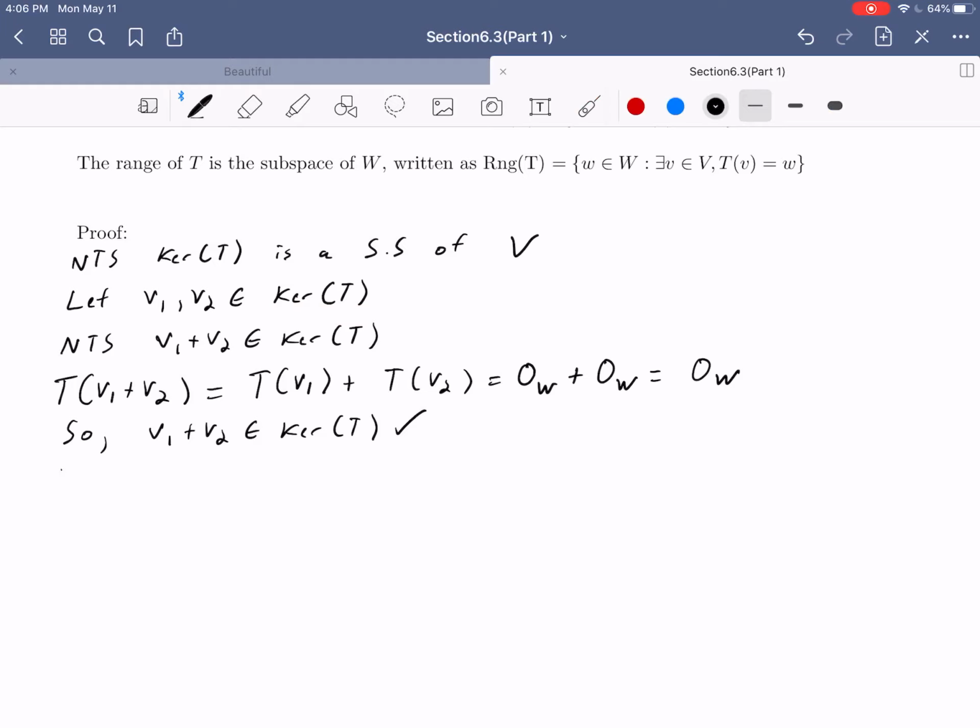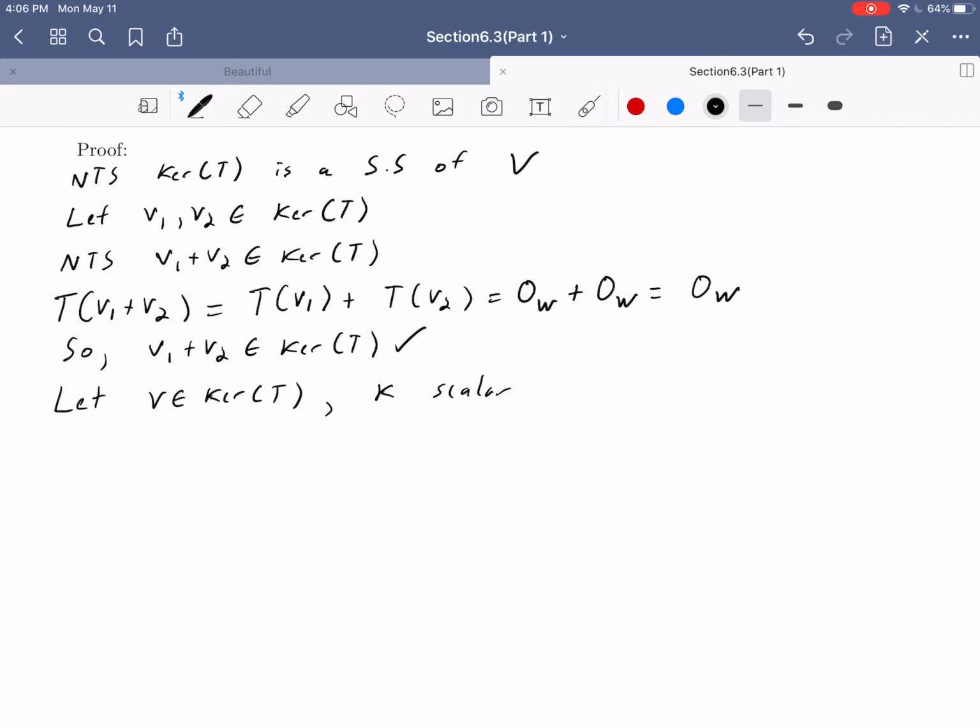Now we need to do the same for scalar multiplication. So let v be an element of the kernel of T, we don't really need v1 and v2, and k a scalar. What we need to show then is that kv is an element of the kernel of T. So let's go ahead and check that. We'll do the same thing. We'll apply the transformation to kv, and if we can show that the transformation of kv is the zero vector, then that guarantees that kv is an element of the kernel.